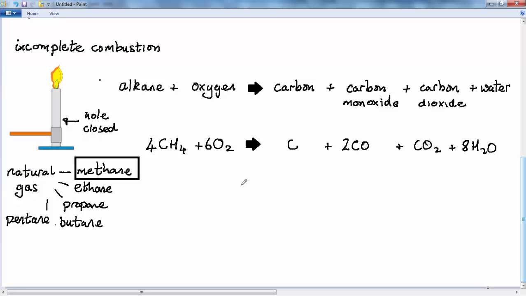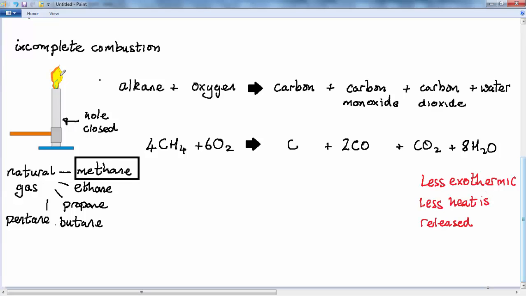Now, just one more thing I need to mention is that the incomplete combustion of alkanes is going to be less exothermic than the complete combustion. So we're going to get energy produced, but we're going to get less energy than when the hole is open and you've got the complete combustion. So let's just make a note of that. So it's less exothermic. That's to say less heat is released.